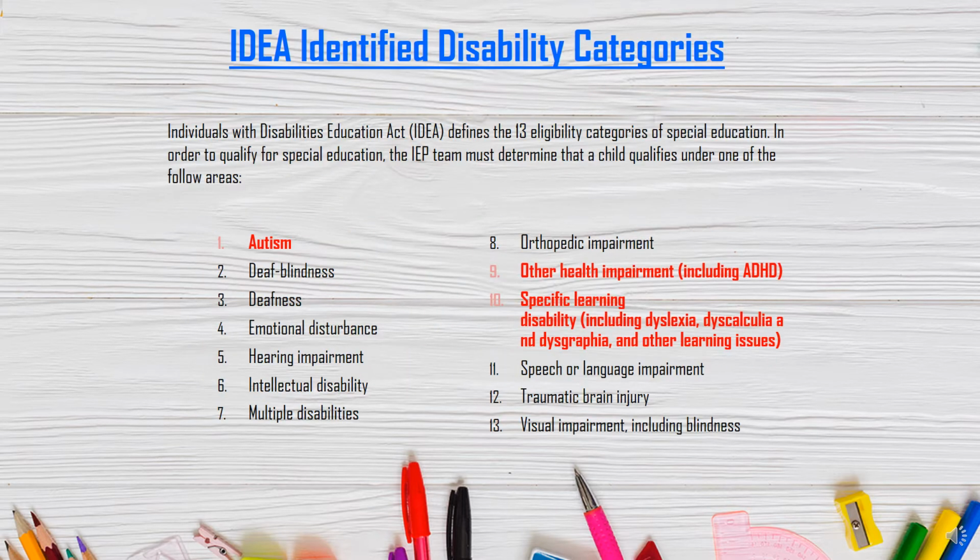There are 13 disabilities identified in IDEA. However, for today's session, we will focus on bringing awareness to the 3 highest disabilities that GDOE provides services and supports to. They are autism, other health impairment, and specific learning disabilities.